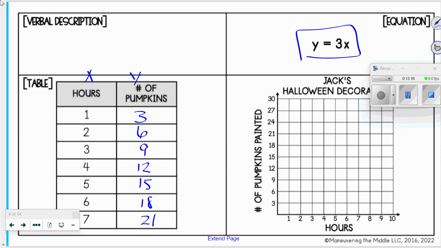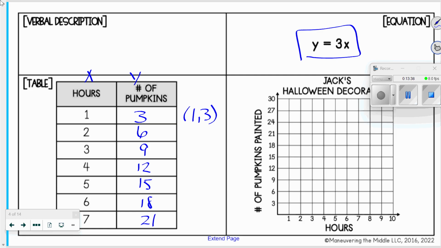Once I have this, now you should be able to fill in your table and your graph and all the ordered pairs. Just to make sure everybody understands, if I translate this to an ordered pair, my x always comes first and y is always second. So that ordered pair is (1, 3). I'm not going to make you write that. That's just to make sure everybody understands.